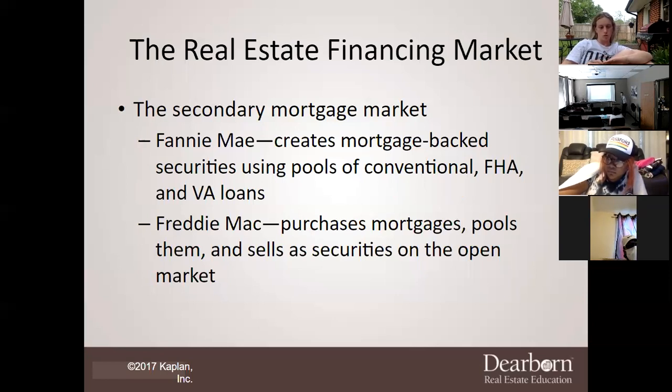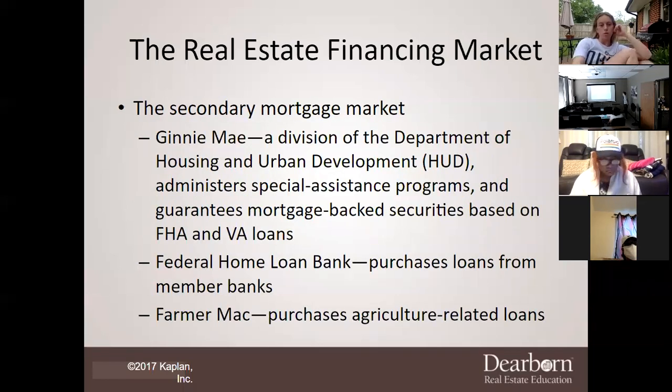Freddie Mac purchases mortgages, pools them, like you said, when all of them have come together as a pool, and sells them as securities on the open market. So they'll take it and resell it on the primary market. Then there's Jenny Mae, Farmer Mac, Federal Home Loan Bank, a few more in the secondary market.